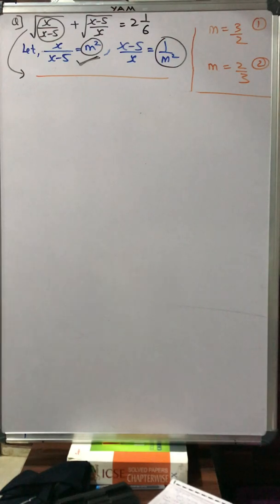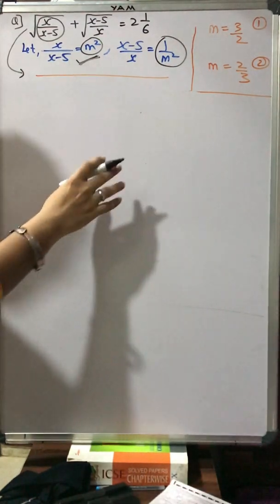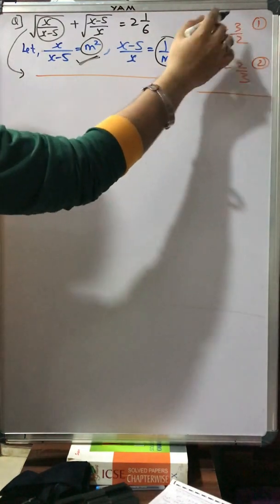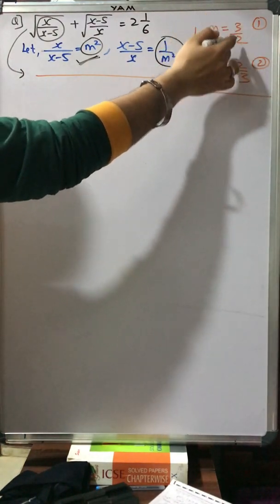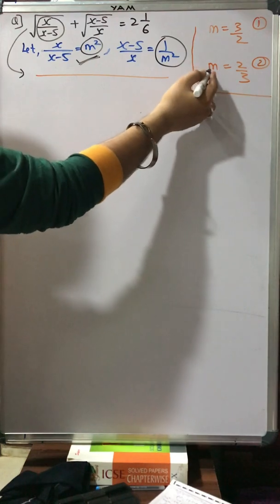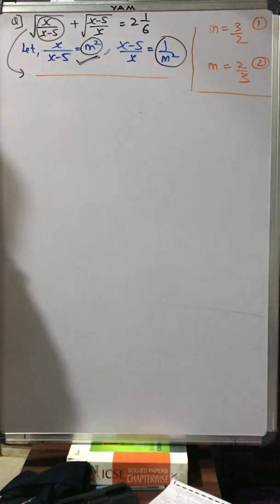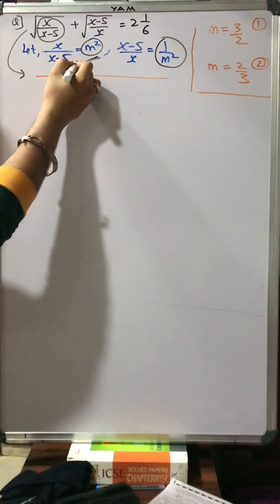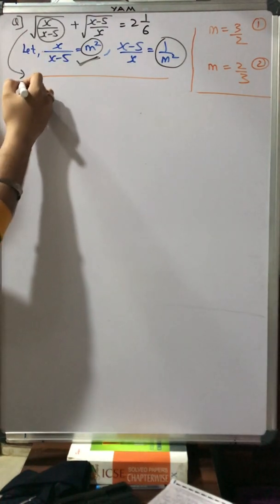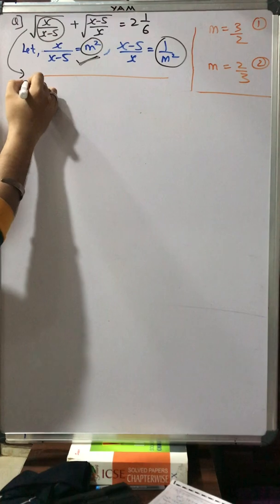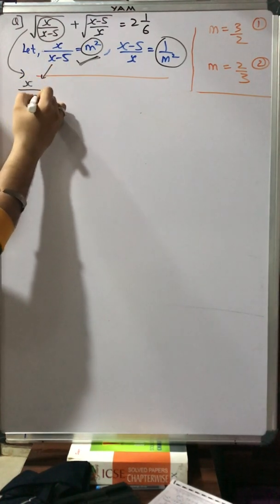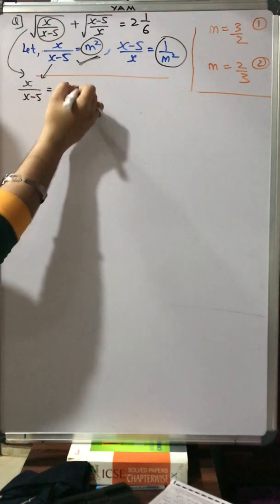For the ease of calculation, students, I have noted down the two values of m which I got here. The first value of m which I got was m is equal to 3 upon 2, and the second value is m is equal to 2 upon 3. Now the step is resubstituting. As I told you, I'll be doing it in this one only. So my equation over here, I just copy down this equation: x upon x minus 5 is equal to m square.